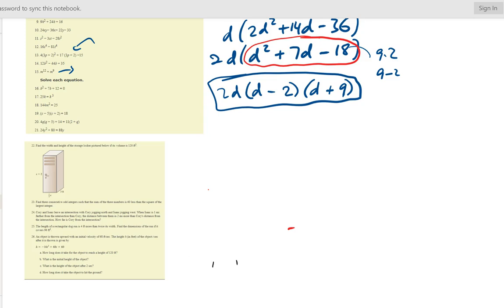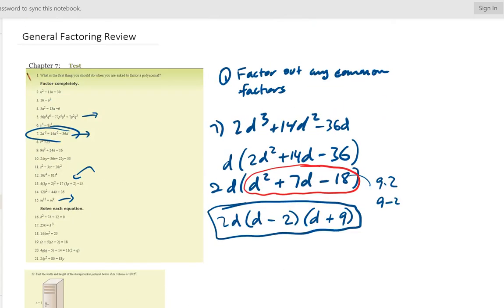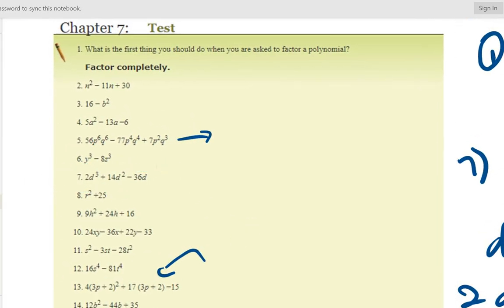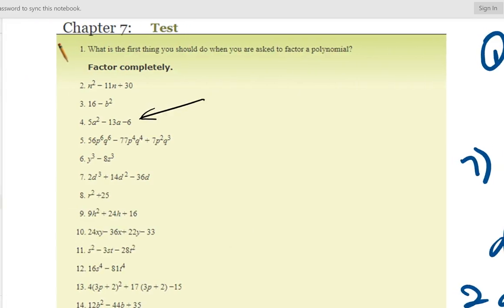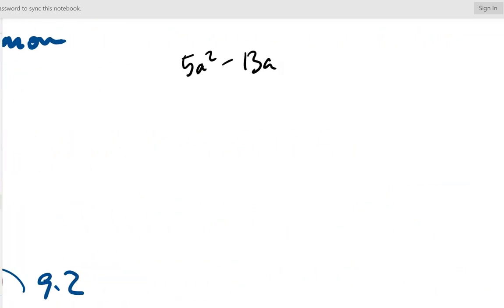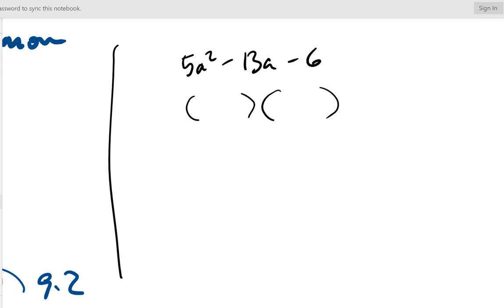So that's number 7. The second thing we can look at is trinomials that don't have anything common to them, like this one. It's 5a squared minus 13a minus 6. If it's a trinomial with no common factor, which there isn't, it's normally factorable like this. There are a couple of ways you can do this. You can do it by factoring by grouping, where you take 5 times the 6, which is 30.